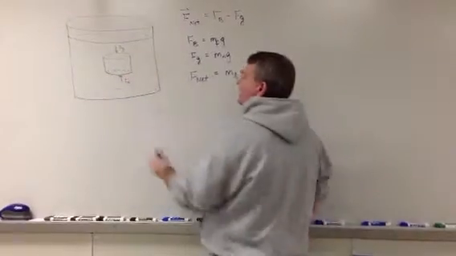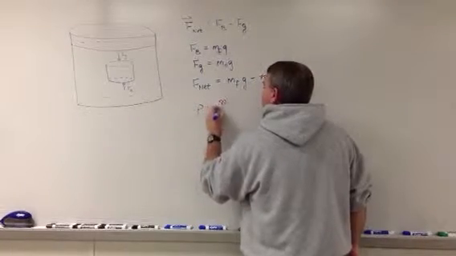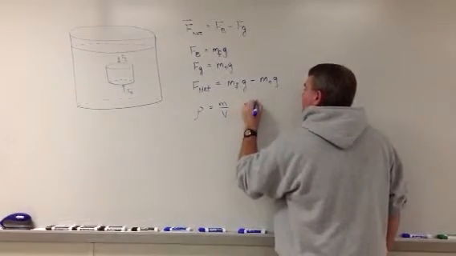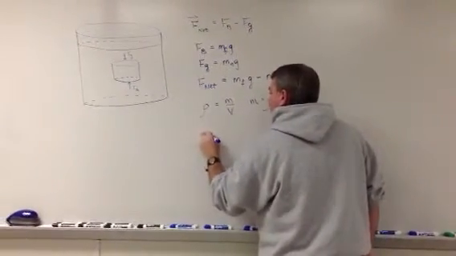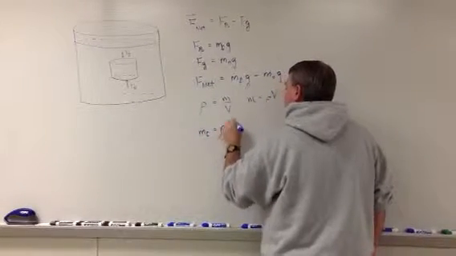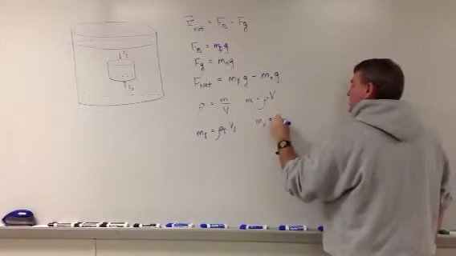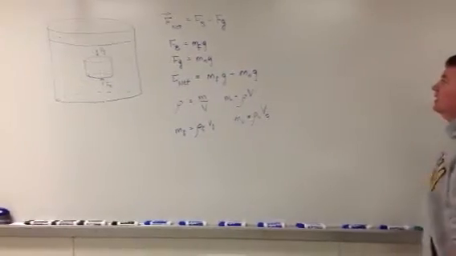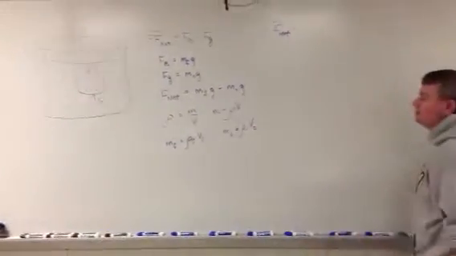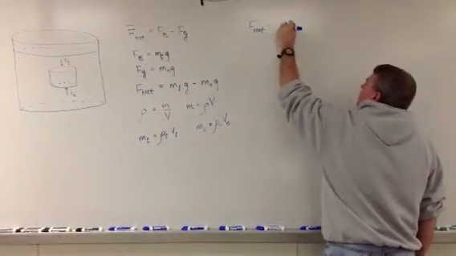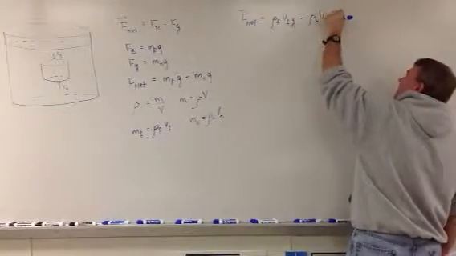Well, we're dealing with densities of objects inside of a fluid, so density is equal to mass divided by volume, and mass is equal to density times volume. But in this case, we have the mass of the fluid is equal to the density of the fluid times the volume of the fluid, and we have the mass of the object being equal to the density of the object times the volume of the object. So if we rewrite the force net equation, that is now equal to rho_f V_f g minus rho_0 V_0 g.